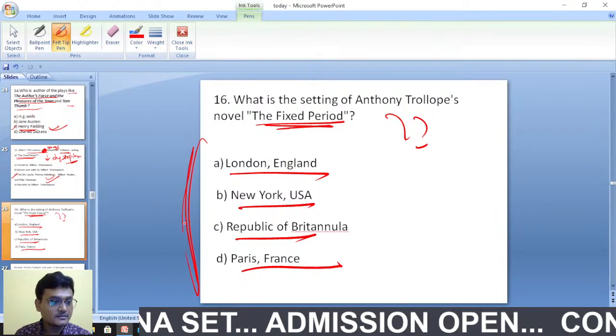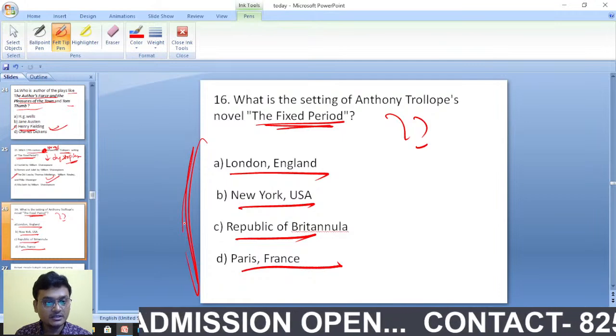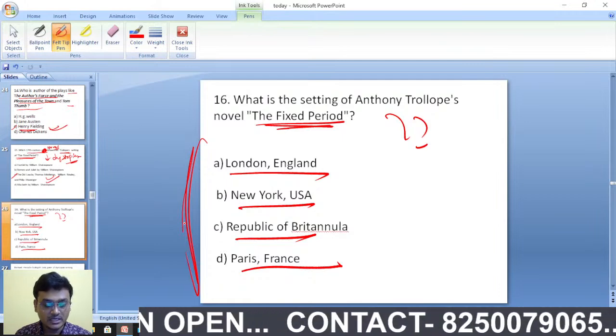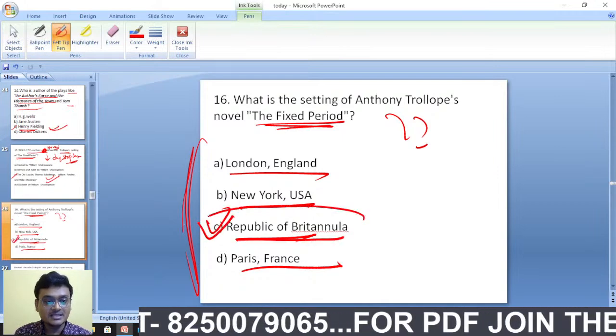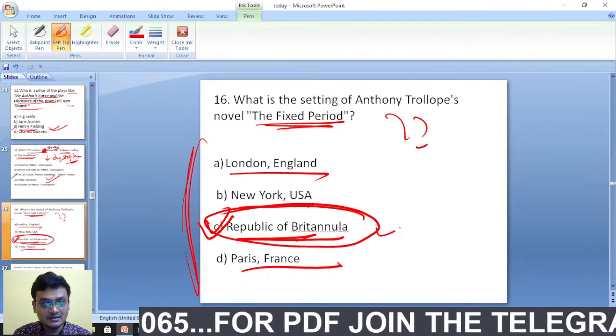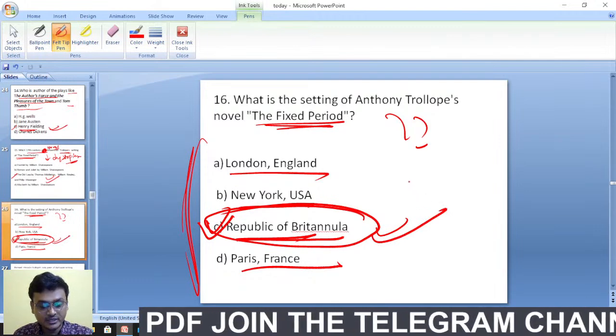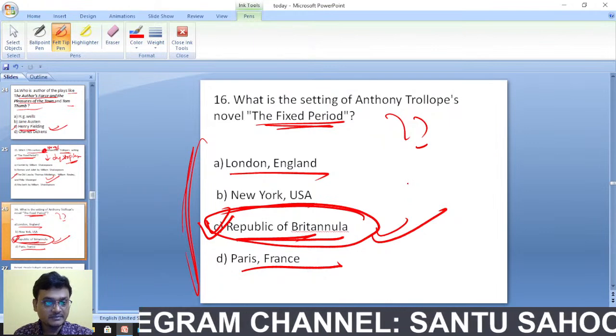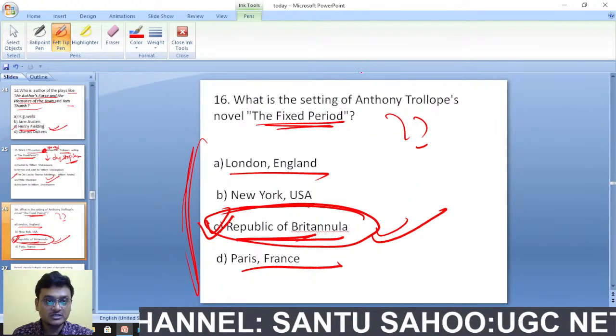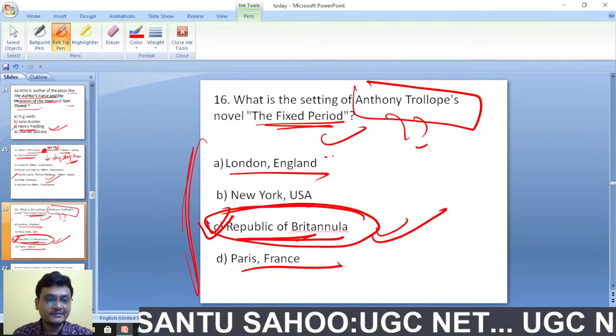Here the right answer is Republic of Britannia. Republic of Britannia is the right answer. Excellent. Exactly. It is Republic of Britannia. The Fixed Period by Anthony Trollope, a dystopian novel.